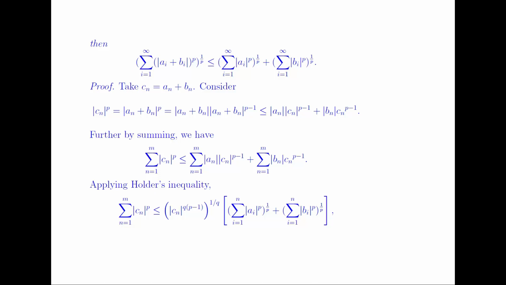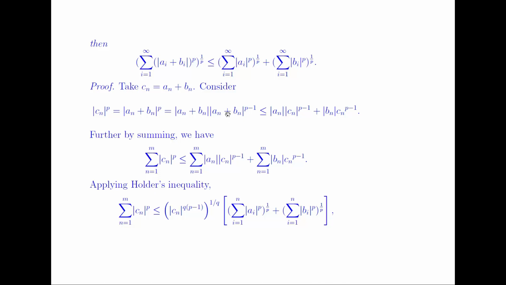So now we discuss the proof of this result. We choose c_n equal to a_n plus b_n, and we consider |c_n|^p, which is equal to |a_n + b_n|^p. Now this can be written as |a_n + b_n| into |a_n + b_n|^(p-1).